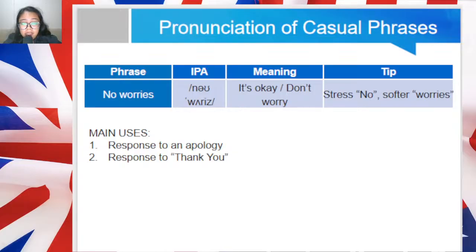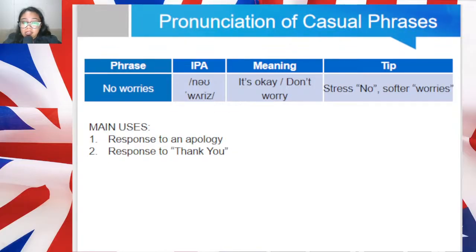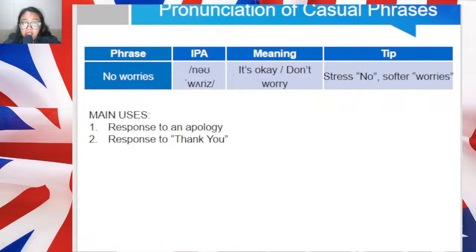So let's try practicing the sound and the rhythm. Say the word no very clearly and strongly, and then say the word worries very quickly and softly, and of course put them together: no worries. You can hear how the strong first word makes the phrase sound confident and reassuring. No worries. Okay? All right.